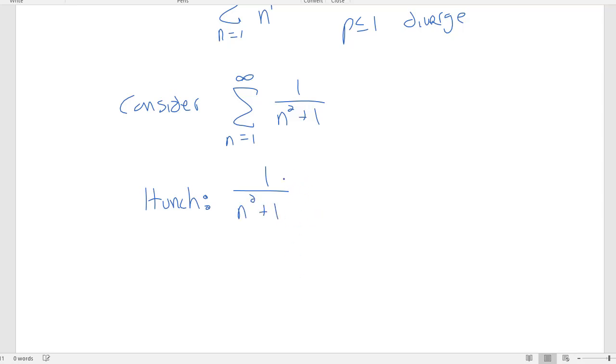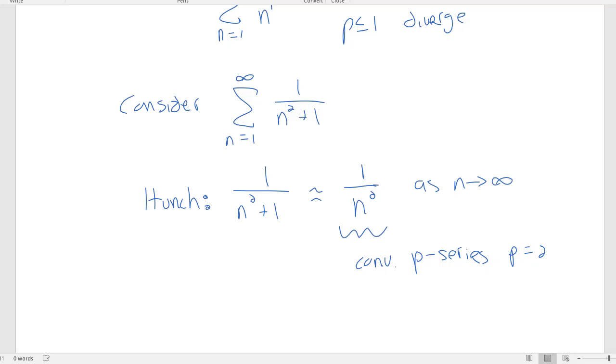Now keep in mind, what determines the convergence of any series is the long-term behavior of the terms that we are adding together. As we go to infinity, the largest term in the numerator is 1. The largest term in the denominator is n squared. So as n goes to infinity, this is going to behave like 1 over n squared, which is a convergent p series. So we have a hunch that our series converges, but that's not valid enough.